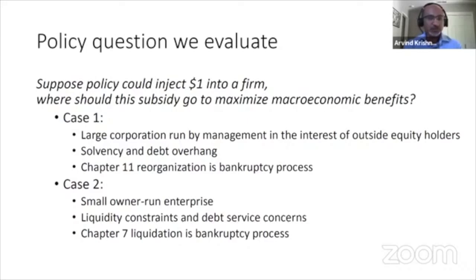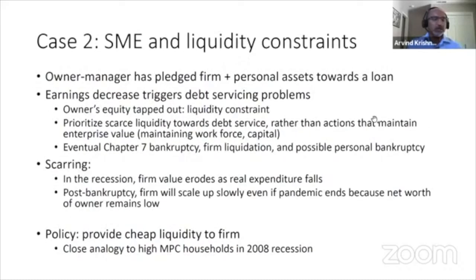And in distress, this firm is going to file for a Chapter 11 reorganization. The second case is of a small owner-run firm. As I'll make clear, the issue for this case will be one of liquidity constraints in the firm sector. And in distress, this firm is going to file for Chapter 7 liquidation. So what I want to do is just take you through an analysis of both of these cases. And I'm going to start by taking you through the SME liquidity constraint case first, in reverse order, because I think it's fairly easy and it'll be familiar for most of you to understand.